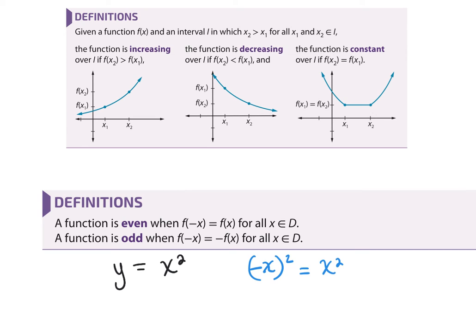But look what happens when I change that to y equals x cubed. Let's plug in a negative x for x and make it cubed. What happens? Well, I end up with negative x cubed, don't I? It negated my entire function. This one would be even. This one would be odd. Okay? This one would be even, this would be odd.